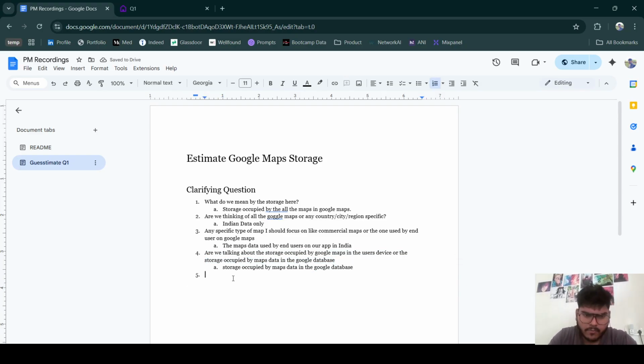And is there any particular time frame we are talking about, or the recent data, 2025? So it should be the latest updated.